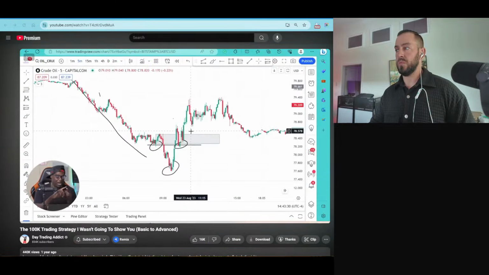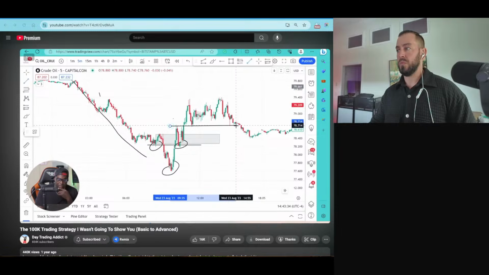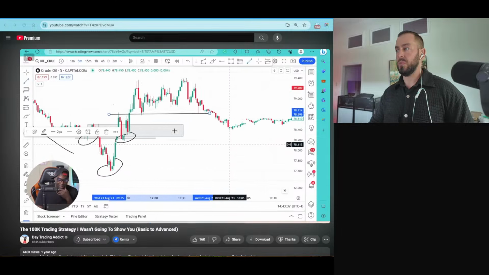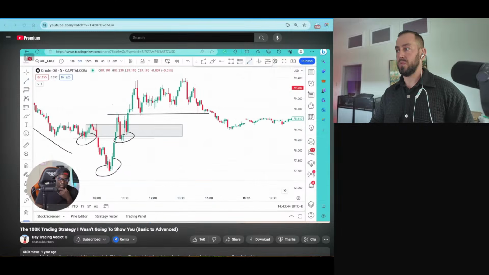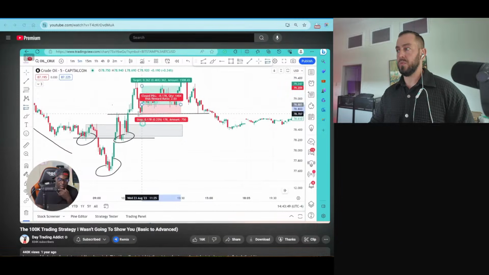So now we know the environment is reversing. Now we look for a level. So I'm looking for this level right here, right? And then we're looking to get in. We have a nice bullish bar right here. And then we're looking for our exit. So our exit would probably be the high right here, right? So get in and I'll look for that high right here.